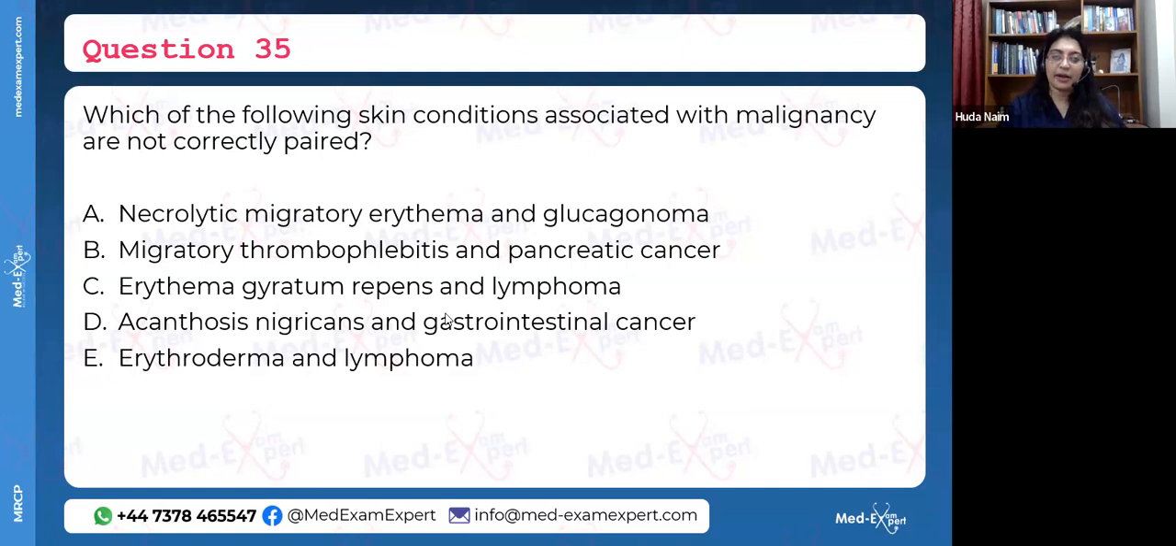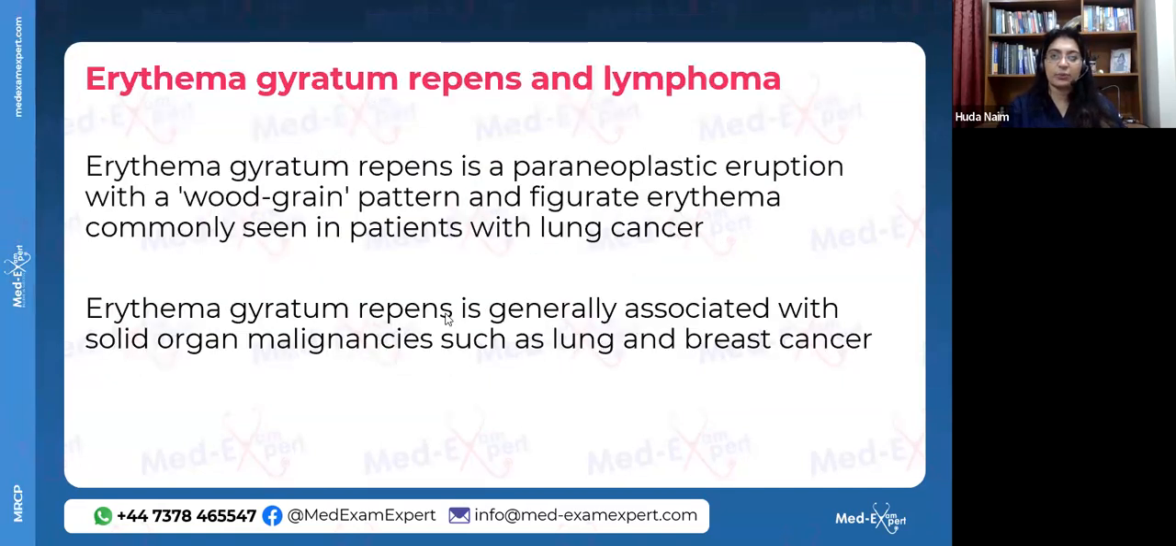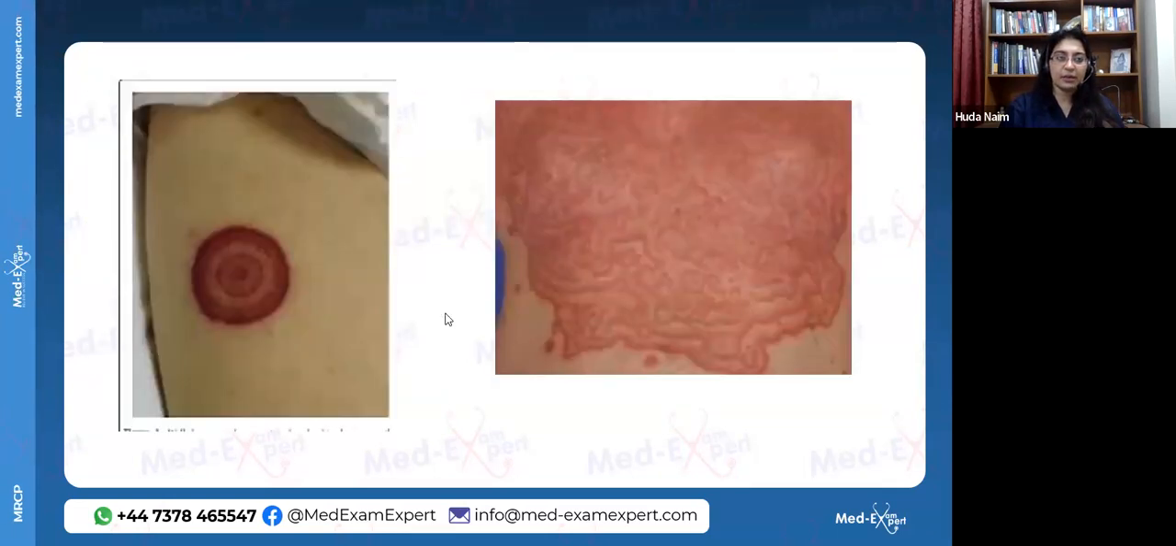Very good. Erythema gyratum is associated with lymphoma. It's also seen with lung cancer. So it's a paraneoplastic eruption with a wood grain pattern. So this is what it looks like. Okay. It looks like the bark of a tree. This is what it looks like.